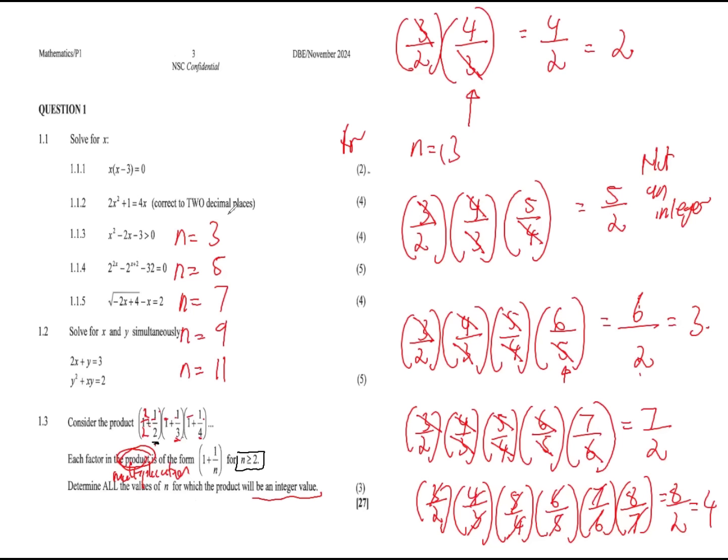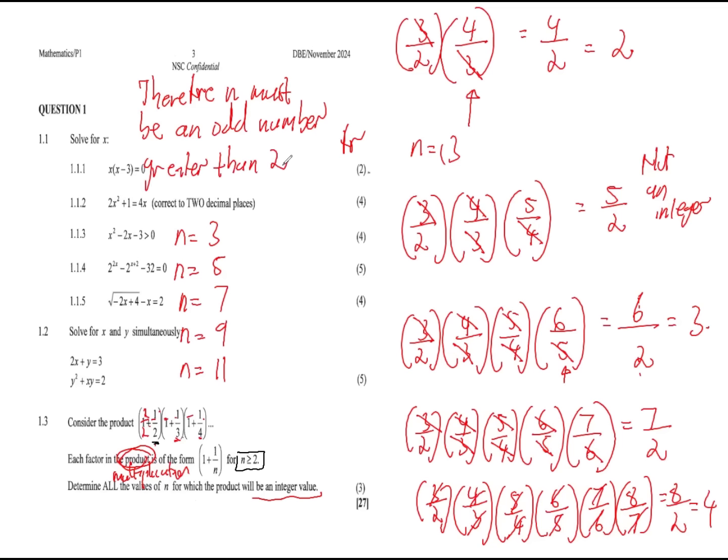So in this case, that means we are supposed to say what? Therefore, n must be odd. Must be an odd number. Greater than what? Greater than 2. So it must be an odd number that is greater than 2, because remember, we are not supposed to use 1, right? So it's starting from 2 going upwards.